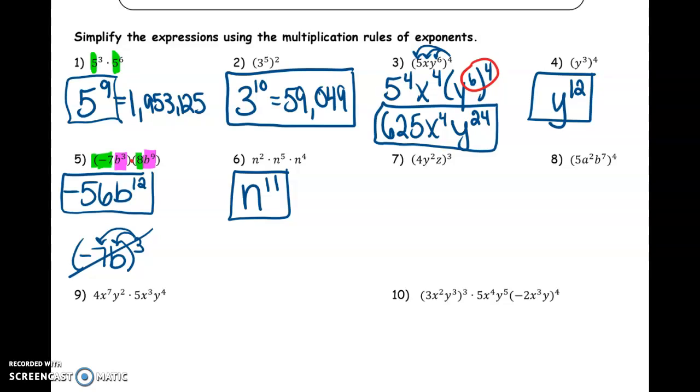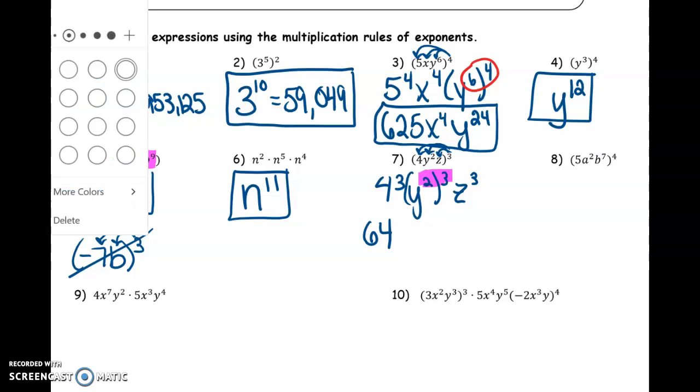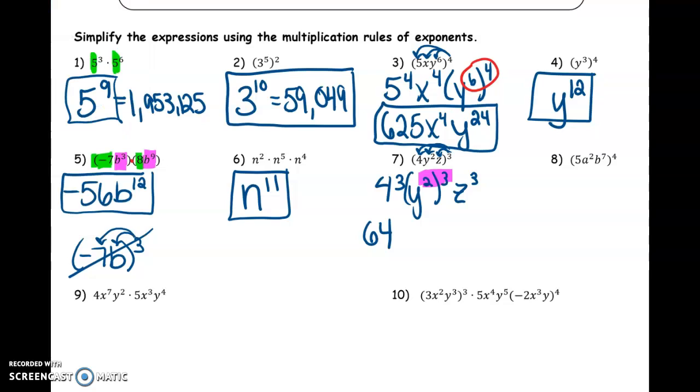Number 3, you'll notice the exponent is outside the set of parentheses, so it's going to get distributed to each part. So I'm going to have 4 to the third, y squared to the third, and z to the third. And now I just want to go through and simplify. So 4 to the third is 64. Y squared to the third, here again, we have one of our other properties. It's the power of a power. We know when we have the power of a power, we multiply. So y to the sixth, and then z to the third.